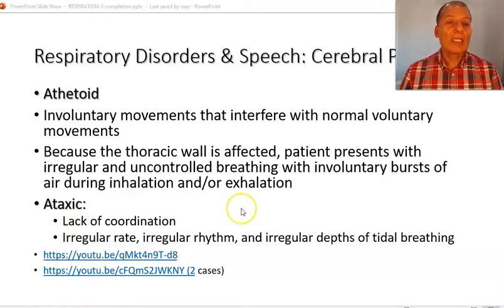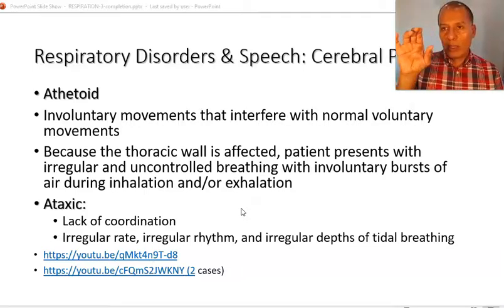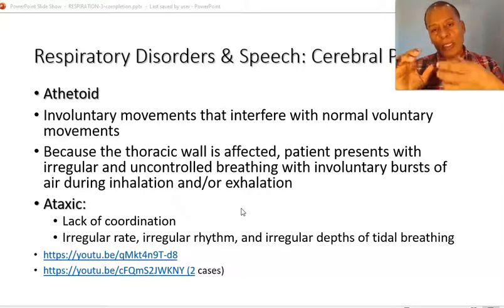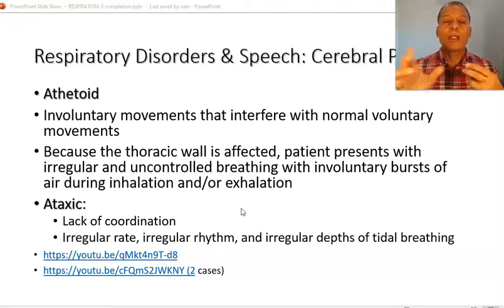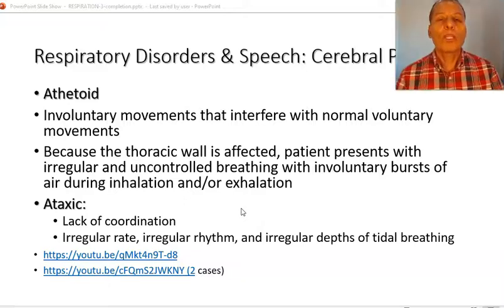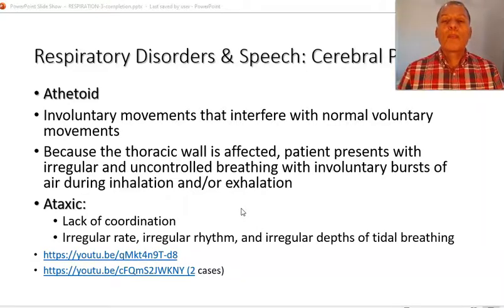For ataxic, there is lack of coordination. So there are irregular breathing rates, irregular rhythm in terms of how much you spend in inhalation, how much you spend in exhalation. So if you change the duration, for example, from 40 to 60, you make this one longer or shorter, that's going to lead to irregular rhythm. Irregular depths of tidal breathing.